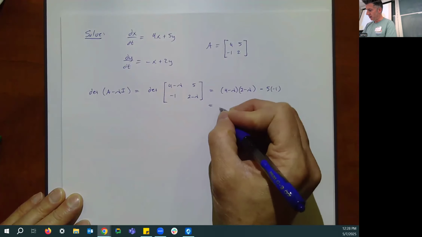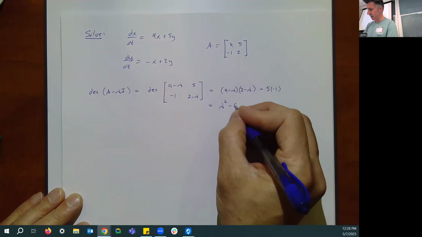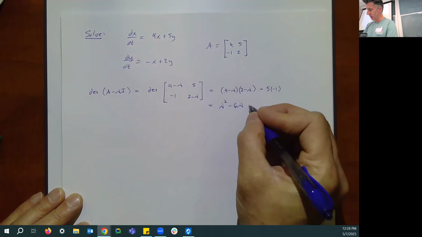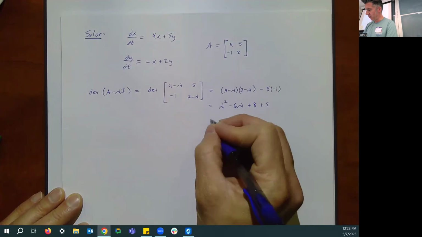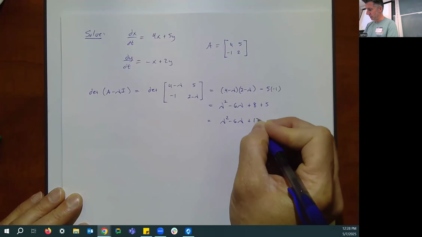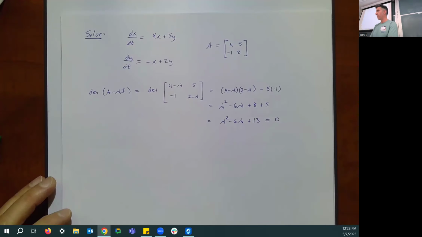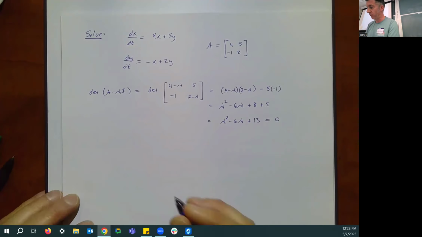Simplifying, we're going to get lambda squared minus 2 lambda minus 4 lambda is minus 6 lambda. 4 times 2 is 8. -5 times -1 is 5. So simplifying one step further, we've got lambda squared minus 6 lambda plus 13. And we're going to set that equal to 0. As you're probably aware, it's really hard to find numbers that multiply to 13 and add to -6. There aren't any nice numbers that do that. There are actual numbers that do that. We're going to find them right now using the quadratic formula.